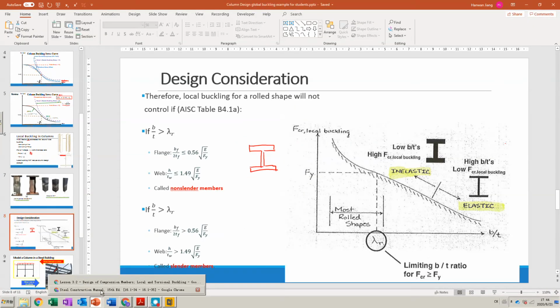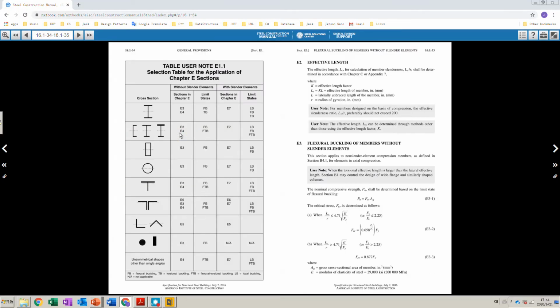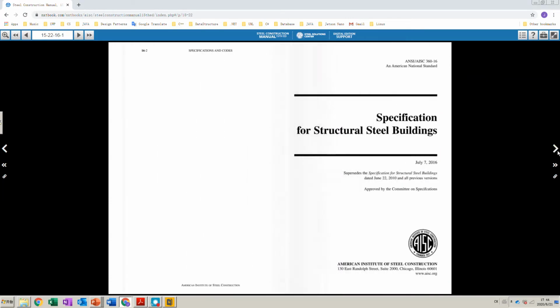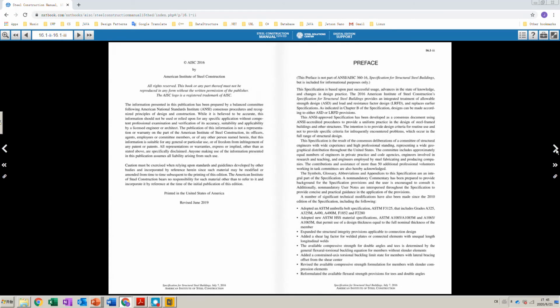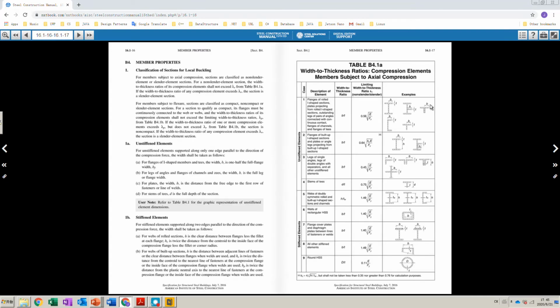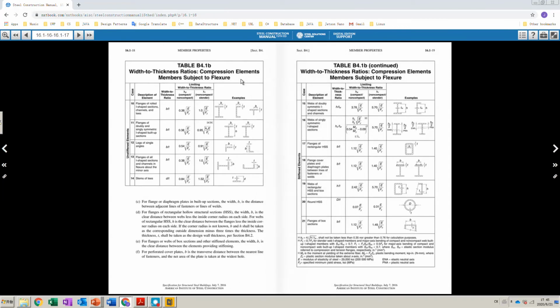Okay, so let's take a look at it from the menu. When we talk about Chapter B, it is referring to a chapter in Part 16. So we find Part 16 and look at the table of contents. We are looking for Chapter B, and it says it's B4, right? It's B4. Find B4 from your menu, and you find this table. Table B4.1a, and on the next page you will see Table B4.1b. They look very similar.